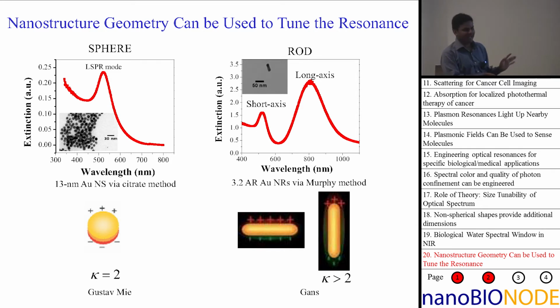And this was predicted by Gans, who was a physicist. And turns out now it's becoming important in biology. You see nanorods everywhere. Nanorods are one of the most popular structures for doing biological imaging in the near infrared.